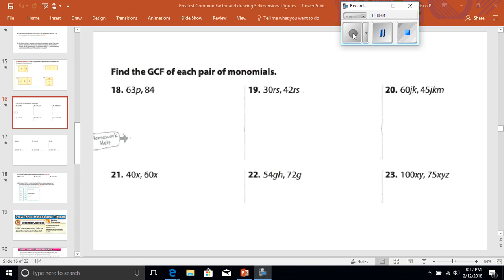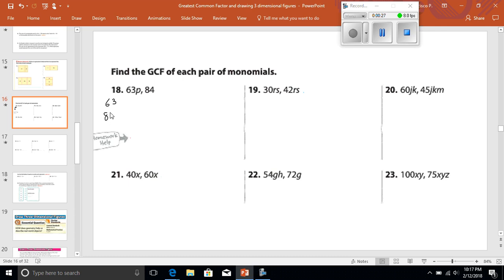Tonight we're going to be doing the extra work in the back of the book, the chapter for greatest common factor of each pair of monomials. First pair is 63 and 84. So I'm using my drawing utensil here. And, well, first thing we got to do is find out what these all break down to.